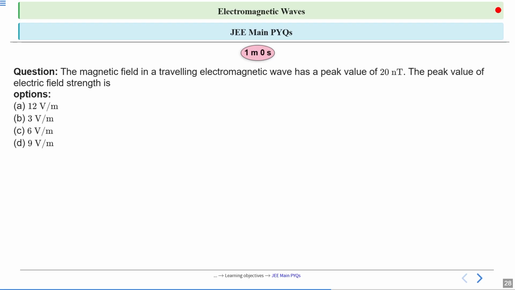So next question. The magnetic field in a traveling electromagnetic wave has a peak value of 20 nanotesla, which means 20 into 10 to the power minus 9 Tesla. The peak value of electric field is given by? Okay, this is a simple question. Options: 12 volt per meter, 3 volt per meter, 6 volt per meter, or 9 volt per meter. So I will give you some time to think about it.